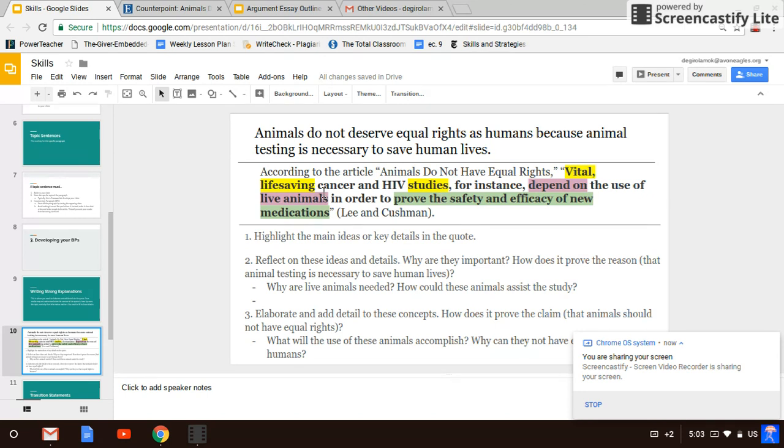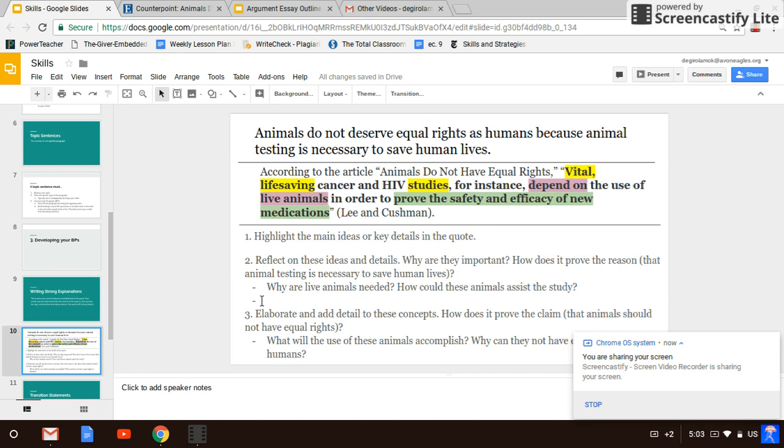So maybe I look at how live animals, why they're necessary. So maybe it's because their blood is moving. We need to see how medication works in a live animal. And then we need to use it to prove the safety and efficacy of new medications. So how are these animals going to help prove this? Again, if these animals are alive and these medications are going to work on live humans, we need to see how it works in a body that's functioning. That's what I need to explain, because my reader is not going to get that from just this quote.